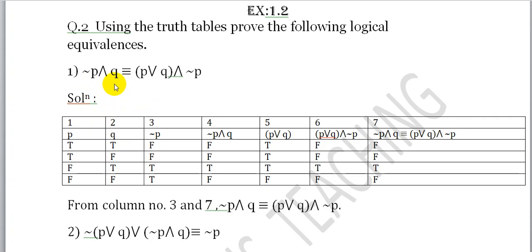So we see that there are two different letters P and Q. So first we write in the first column P and in the second column Q. And you know very well for P double T double F and for Q TF TF. Then its a different part is negation P. So we write in the third column negation P. For negation P, just opposite of P. Here it is double T double F, so it will be double F double T.